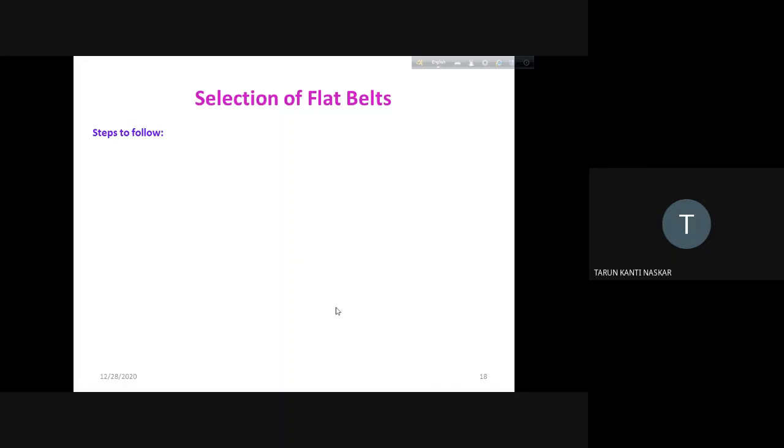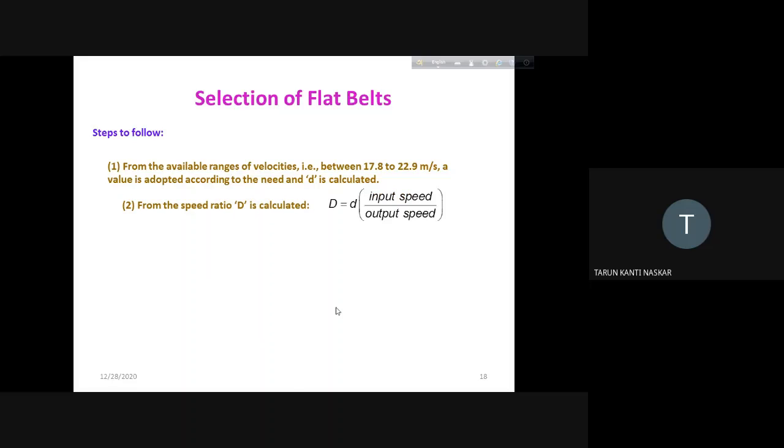Now I am telling you the steps of how to select the flat belt. Steps to follow. First step, from the available range of velocities, that means 17.8 to 22.9 meter per second, a value is adopted according to the need. According to the need, you select a velocity, and from that you calculate the small d. Now from the speed ratio, you find the capital D.